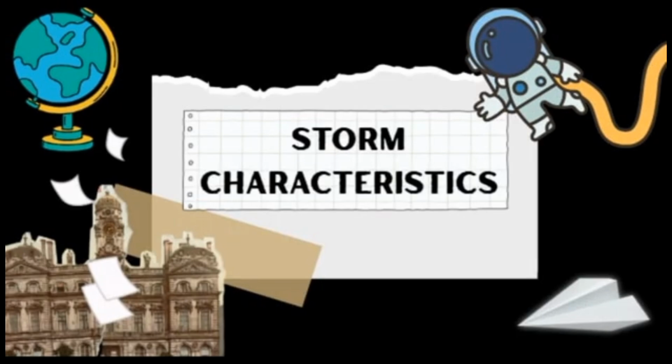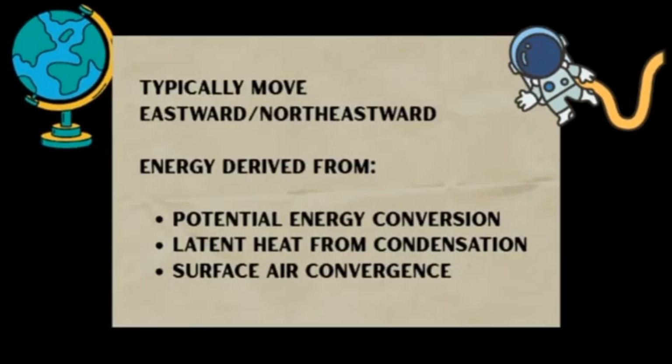Moving on to storm characteristics, we have potential energy conversion, latent heat from condensation, and surface air convergence. When we say potential energy conversion, it means that the storms are powered by the energy that comes from differences in air temperature and pressure. So warm, moist air near the surface holds a lot of potential energy, which is the energy that is stored.